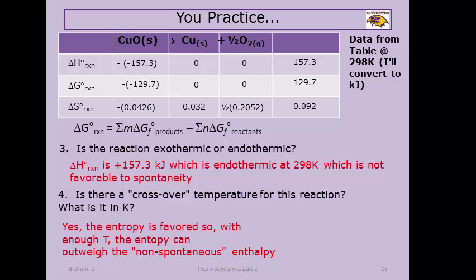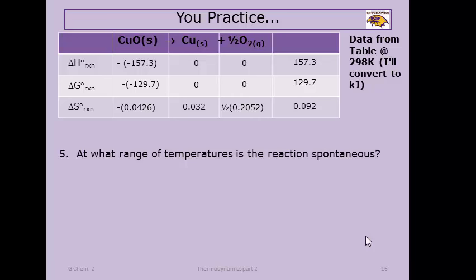Okay. And how do you find that? Well, you take your enthalpy divided by your entropy. Remember, your kilojoules cancel, you're left with Kelvin. And this occurs at 1,710 K. All right. Next question. So if we understand there's a crossover temperature at about 1,700 K, is it spontaneous below the crossover temperature or above the crossover temperature?